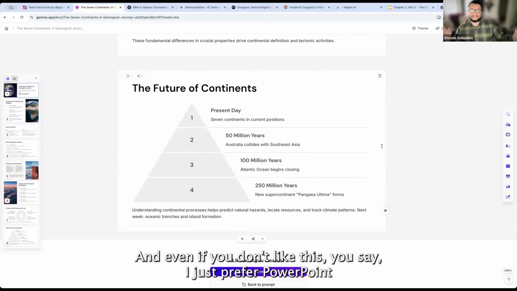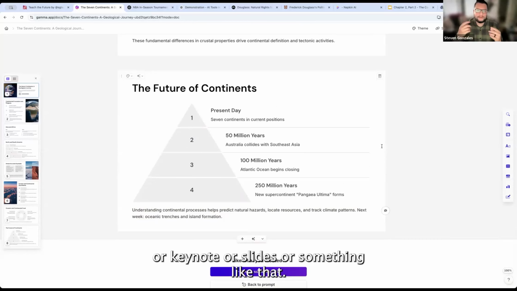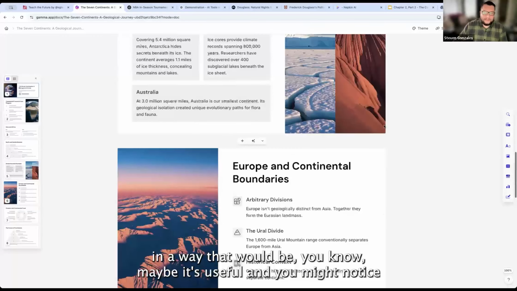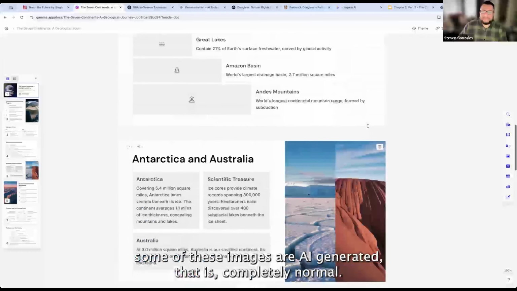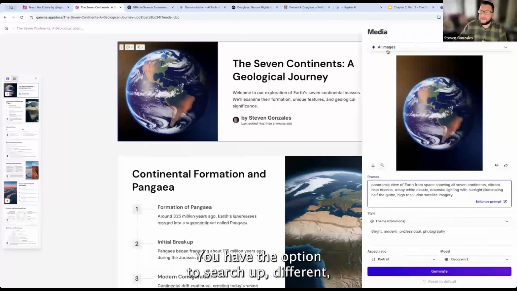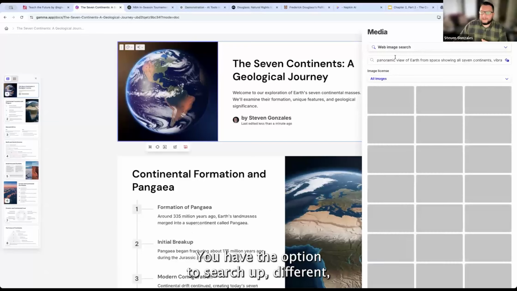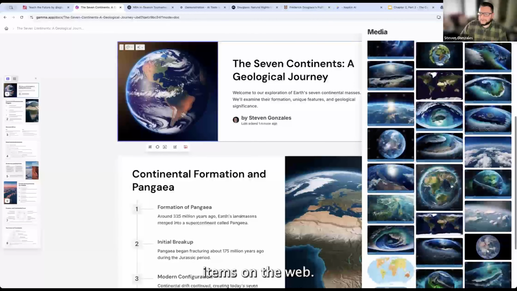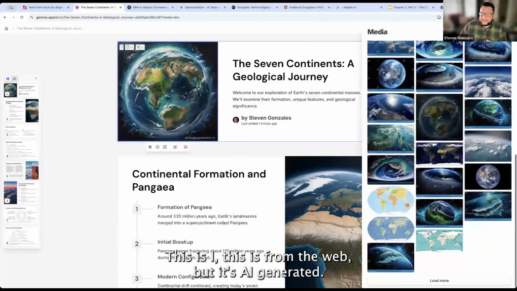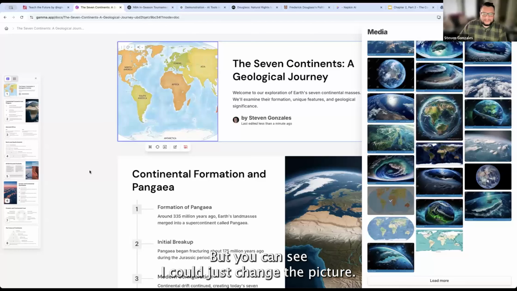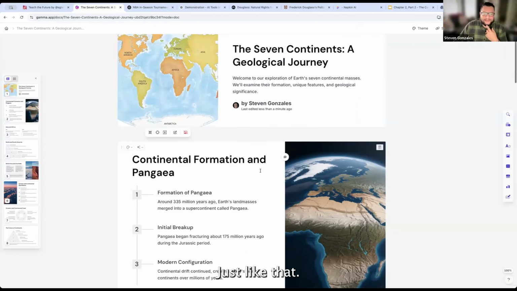And even if you don't like this, you say, I just prefer PowerPoint or Keynote or slides or something like that, you can generate ideas from this in a way that maybe is useful. Now, you might notice some of these images are AI generated. That is completely normal. You have the option to search up different items on the web. This is AI. This is from the web, but it's AI generated. Here's a map, okay? But you can see I could just change the picture just like that.